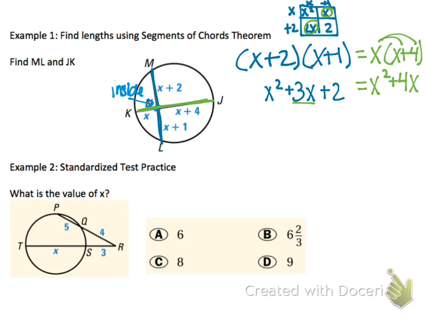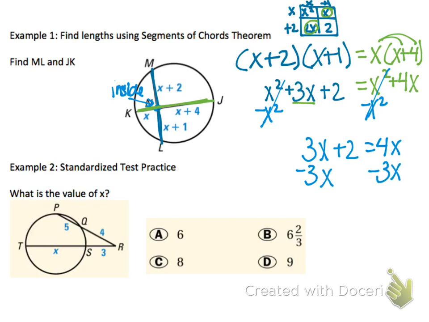So now I can start combining as well. So subtract x squared from both sides, and I get 3x plus 2 equals 4x. Subtract 3x from both sides, and I get 2 is equal to x.